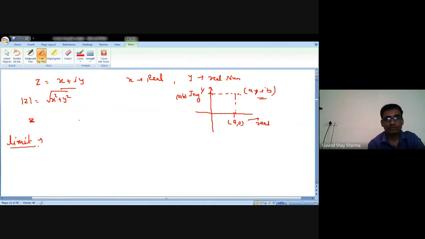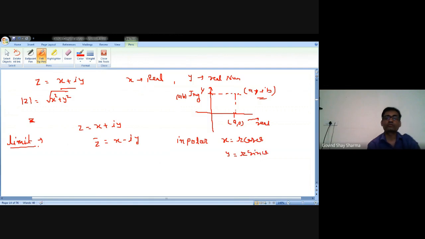One more thing. If z is x plus iota y, the conjugate of this will become x minus iota y. In polar coordinates, x is equal to r cos theta and y is equal to r sin theta. These are some parameters, and x and y values we will use randomly.